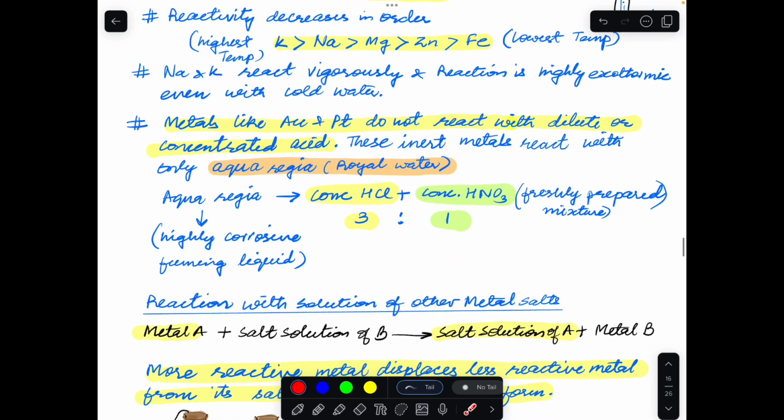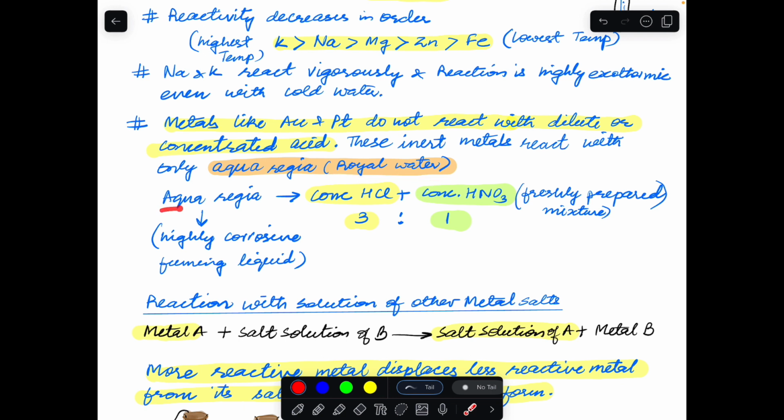Metals like gold and platinum will not react with either dilute or concentrated acid. Why? Because they have inert behavior. So if we want to dissolve gold or platinum, we have to use something special which is capable of oxidizing them, and these inert metals will react with a special liquid that we call aqua regia, or alternatively royal water.